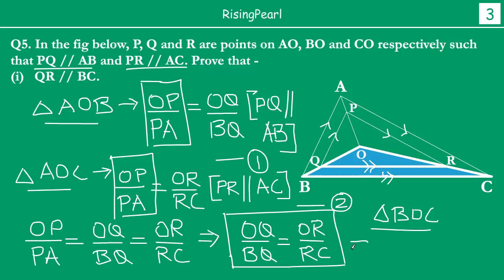So it follows from the theorem that QR must be parallel to BC. And friends, this is exactly what we had to prove in the question. So as you can see, friends, even though initially it looked very complicated, by sticking to our steps systematically we have proved the question, we have solved the question.